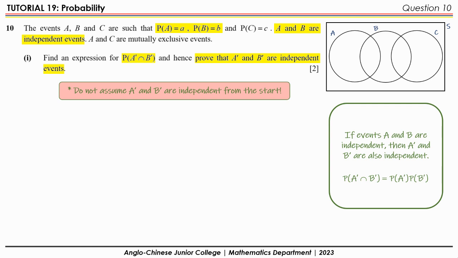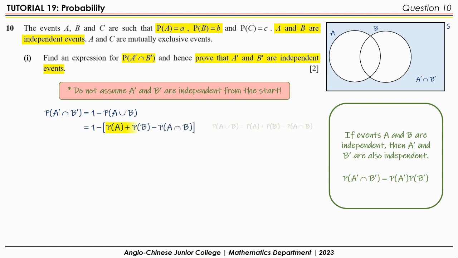Since event C is not in the question for part 1, let us just focus on events A and B in the Venn diagram. Since the event A' intersects B' is the complement of the event A union B, the probability of A' intersects B' would be 1 minus the probability of A union B. Next, we can apply the standard formula for calculating the probability of A union B, which is probability of A plus probability of B minus probability of A intersects B.